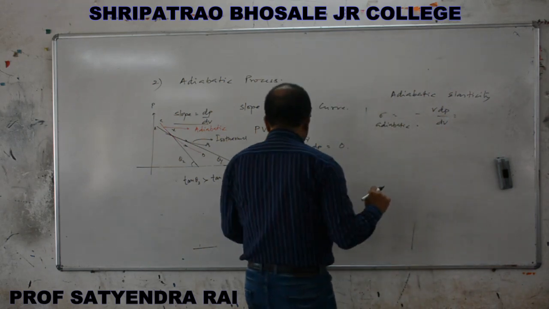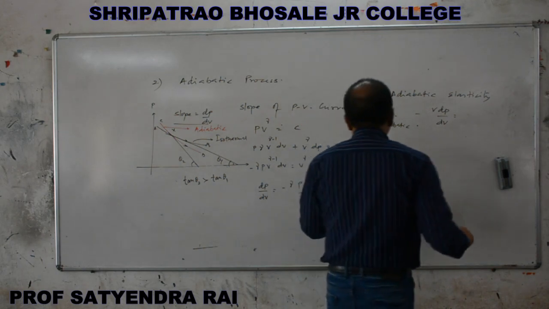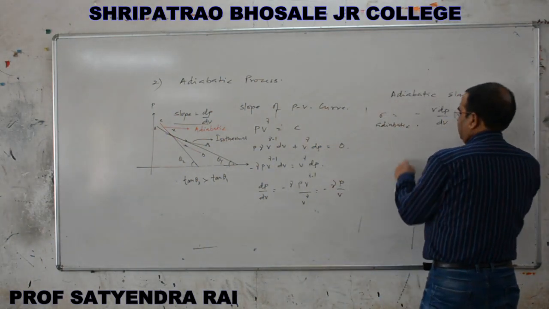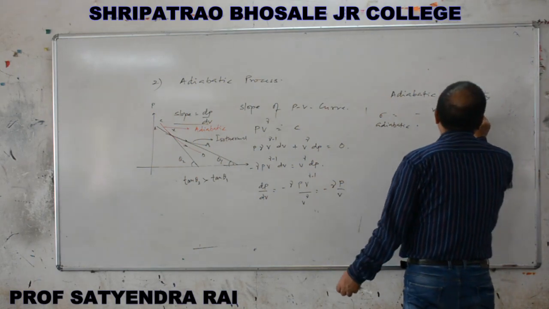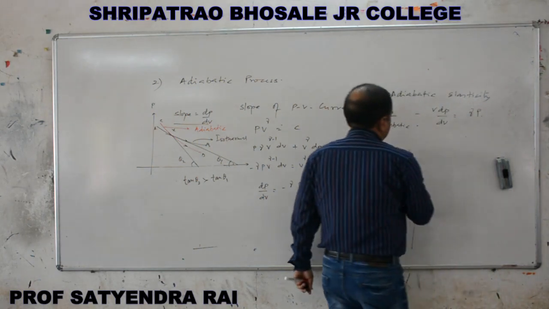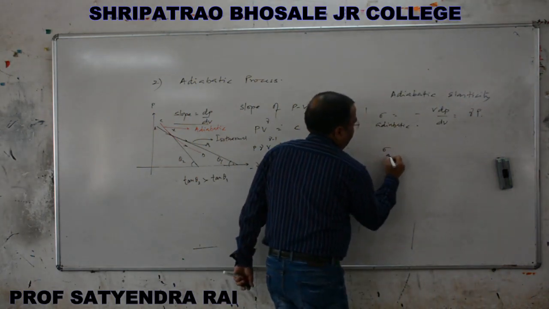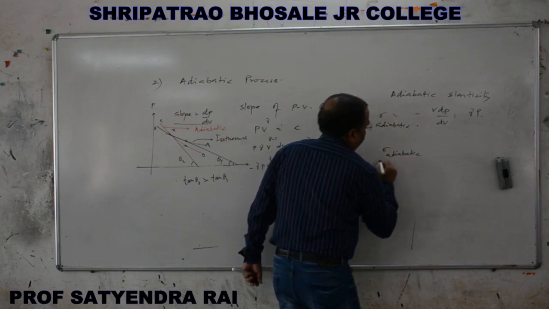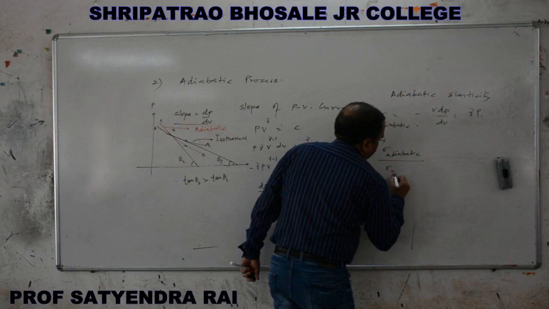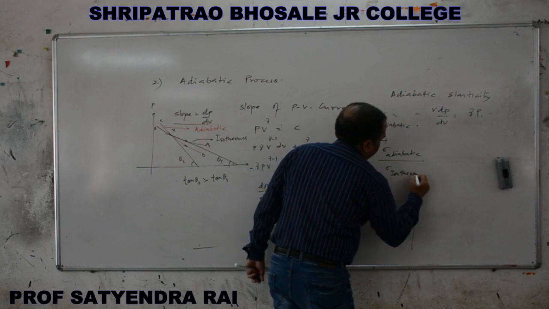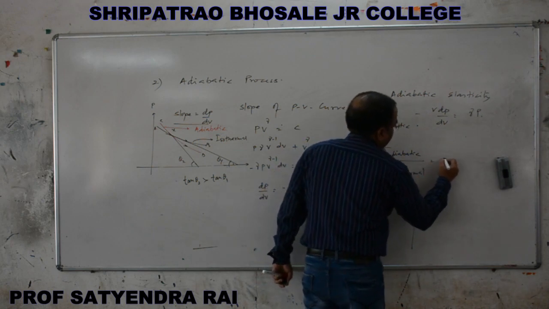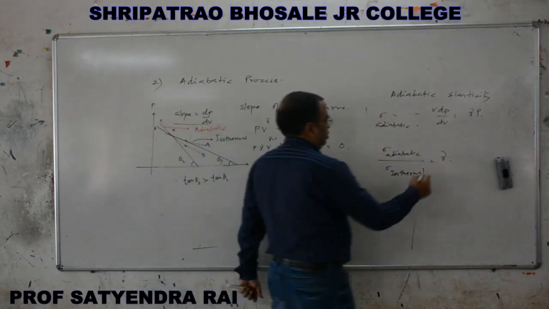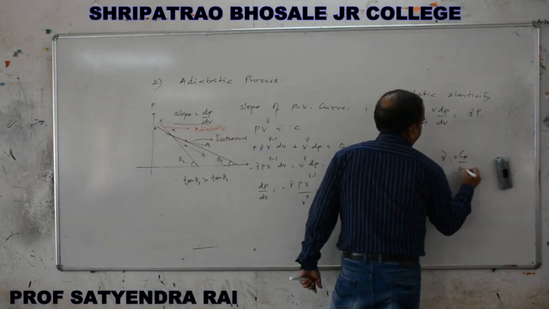So dP upon dV is this. So V into that, it will be minus of that, and the minus will cancel. It will be gamma times P. That means sigma in adiabatic upon sigma in isothermal, this ratio is also equal to gamma, the Poisson's ratio, which is Cp upon Cv.